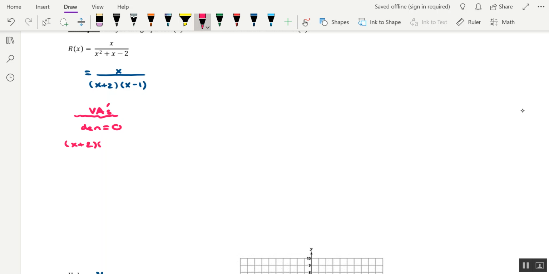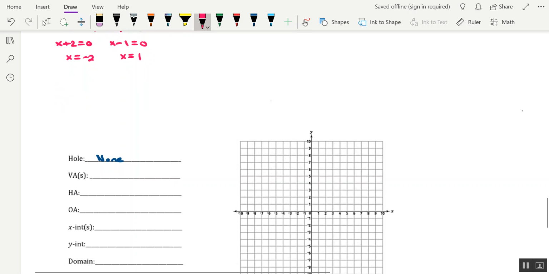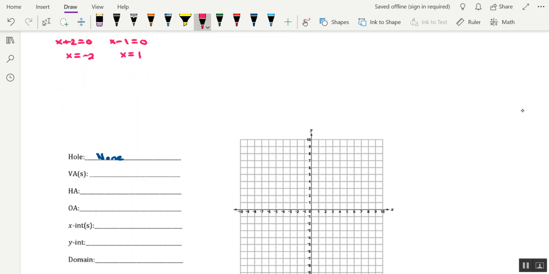So x plus 2 times x minus 1 equals 0. We'll set x plus 2 equal to 0, and we'll also set x minus 1 equal to 0. And they're going to be two vertical asymptotes. One is going to cross the x-axis at -2, and the other will cross the x-axis at +1. So there's a line item for VAs, and I'll write out each of those equations. X equals -2 and x equals +1.